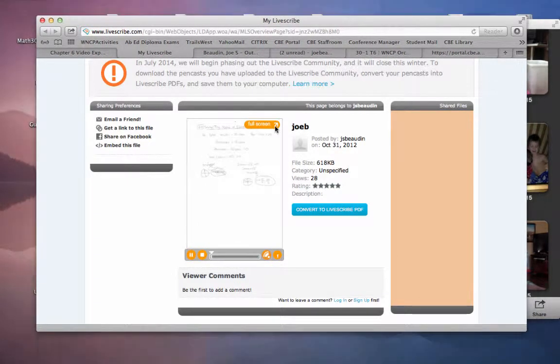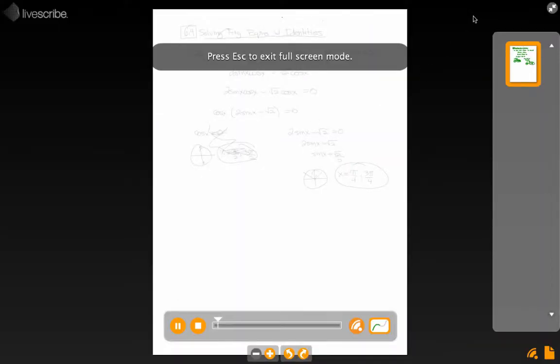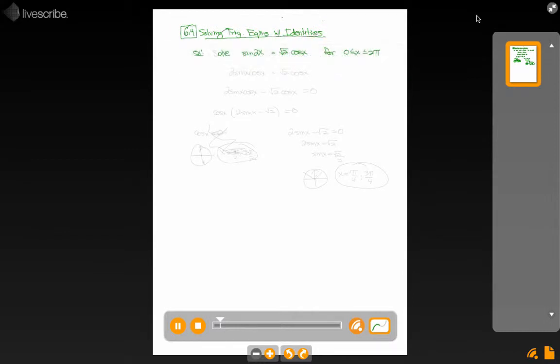This next example comes out of section 6.4, solving trig equations using identity. In this example, we're asked to solve sine of 2x equals root 2 cos x for x between 0 and 2 pi. Quite a similar example to one we did a little bit earlier, which is we need to use our identity to say what does sine 2x equal? And it's 2 sine x cos x equals root 2 cos x.